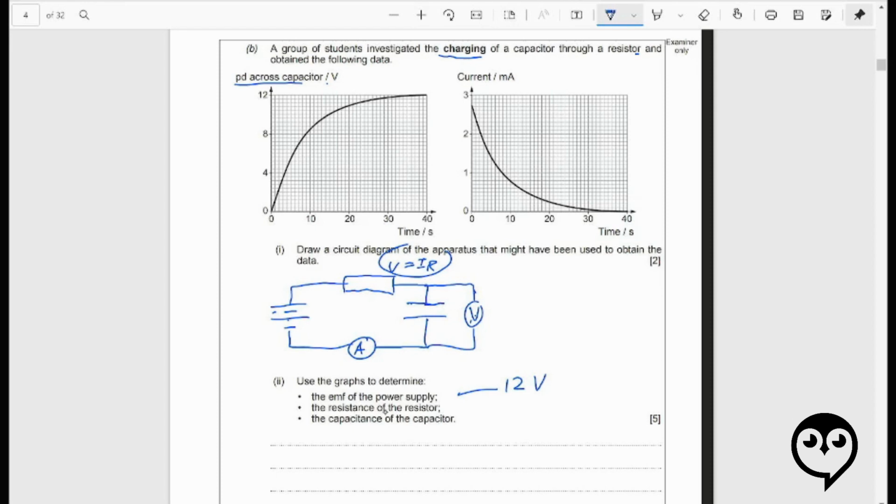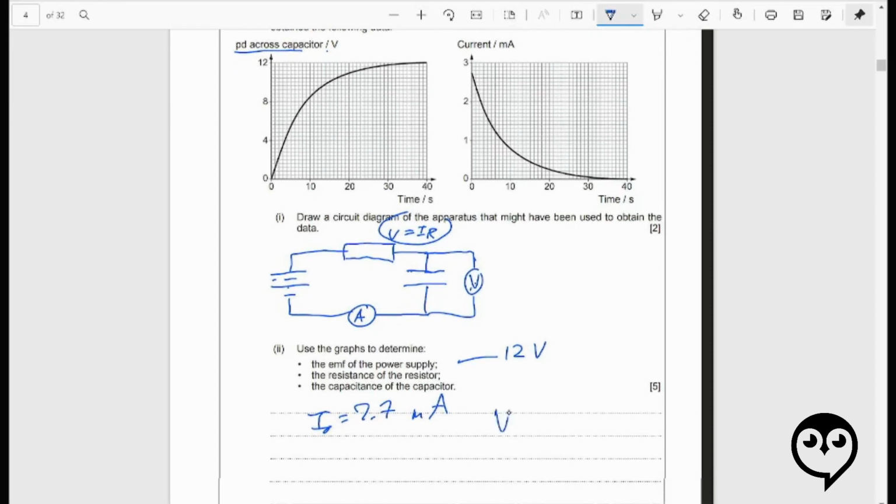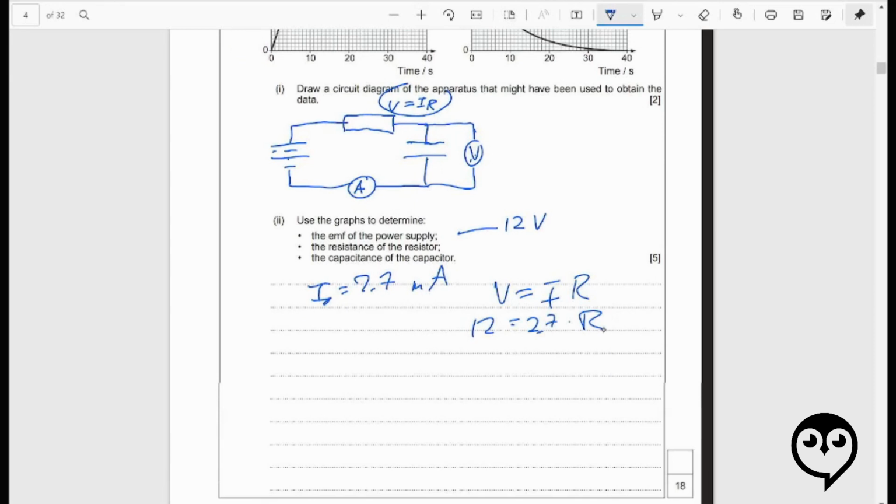And so the resistance of the resistor: well, let's see. The initial current, I naught, appears to be equal to 2.7 milliamps. And if the potential is 12, then I'm going to drop the milli: 12 divided by 2.7 gives R, so that's 4.4 kilo ohms, I'm going to say.